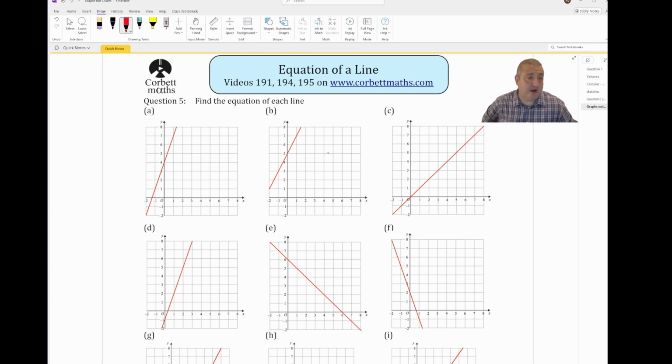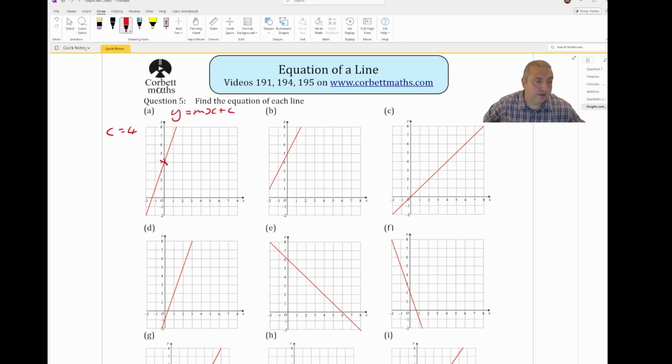So question 5, work out the equation of each of these lines. This is more straightforward than it seems. We just need to gather some information from it. What we need is 2 bits. It's going to be in the form of y equals mx plus c. So we need to find m and c to get the equation. Well, c is where it crosses the line, and in this case, c equals 4, because it crosses the line at 4.